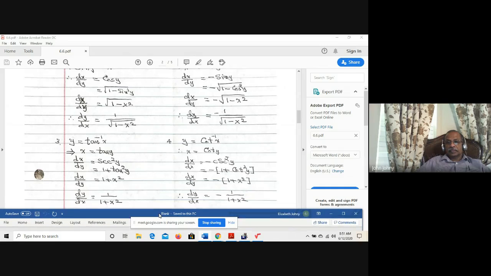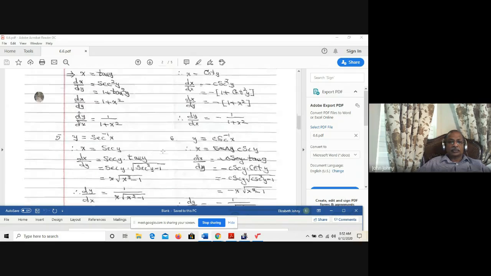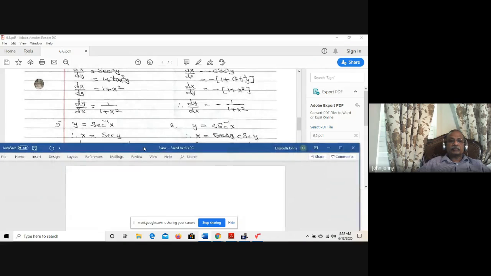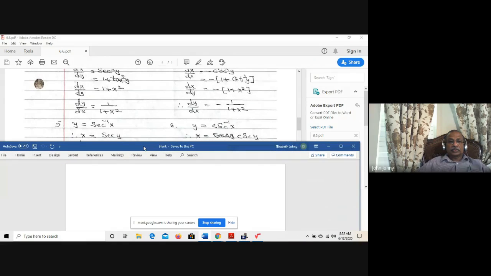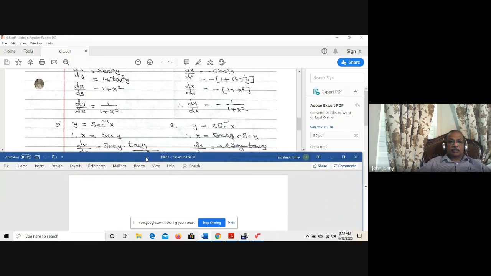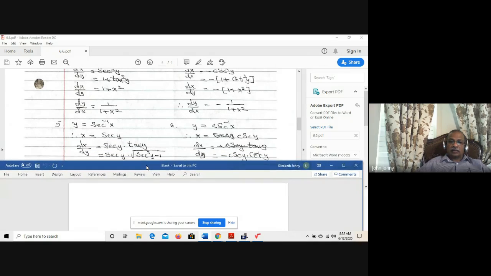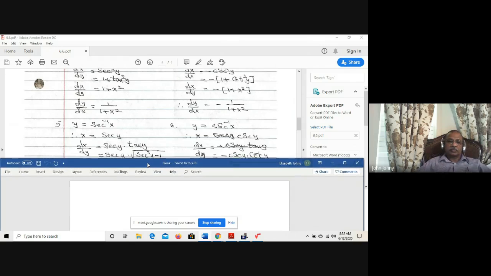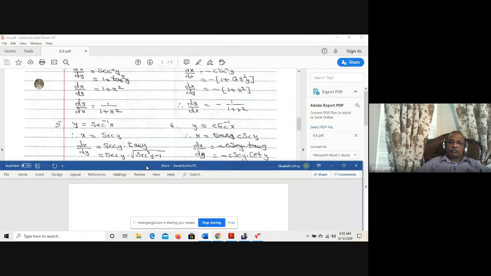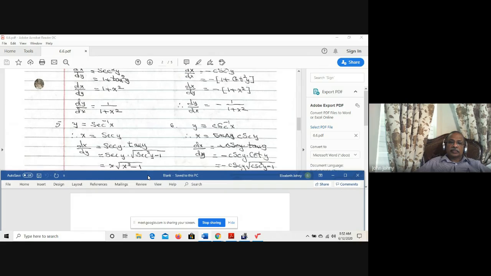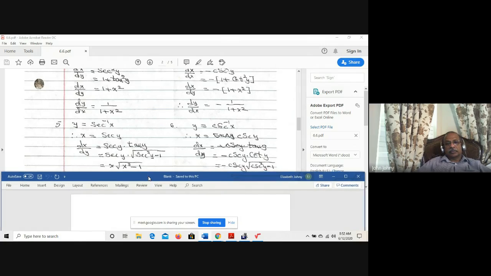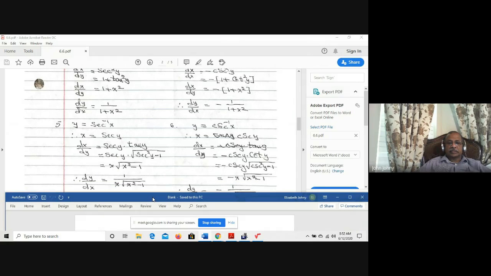That is dy over dx is negative 1 over 1 plus x square. Secant inverse x. Y is secant inverse x. So x is secant y. Dx over dy is secant y times tan y. And tan y is the square root of secant square y minus 1, because tan square y is secant square y minus 1. So secant y times square root of secant square y minus 1. That is the same as x times square root of x square minus 1. Therefore, dy over dx is the reciprocal of that. That is 1 over x times square root of x square minus 1.